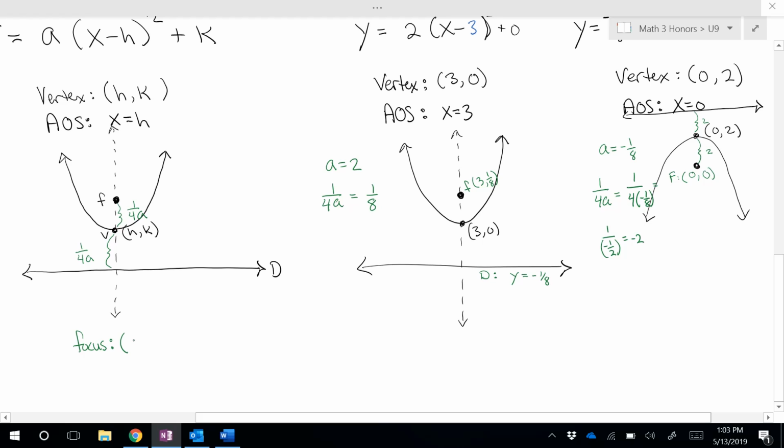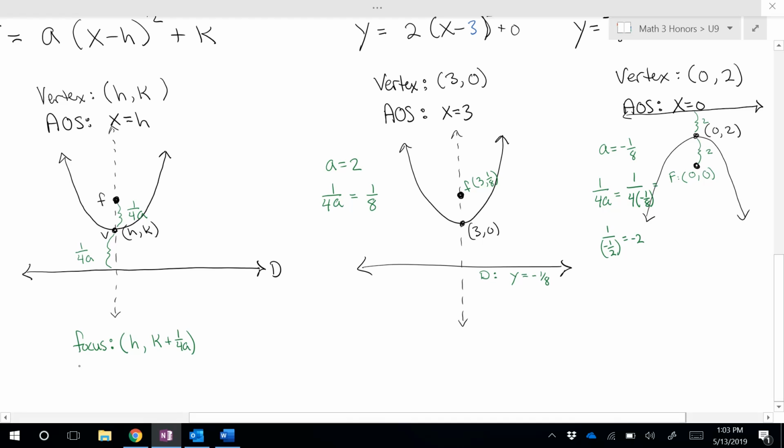I'm at this point, (h, k), and I go up 1/4a. So do I add the 1/4a to the h or to the k? Does h change? Okay, so h stays the same, comma, k plus 1/4a. Now in this formula, if I do k plus 1/4a, it works in both these cases, because here 1/4a is negative, so it drops you down. In this case, 1/4a is positive, so it moves you up.